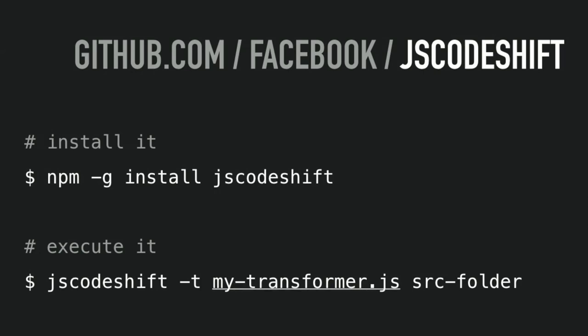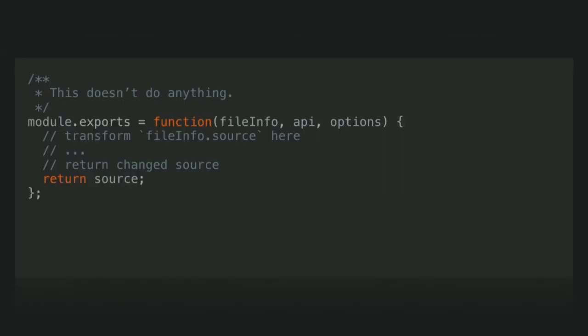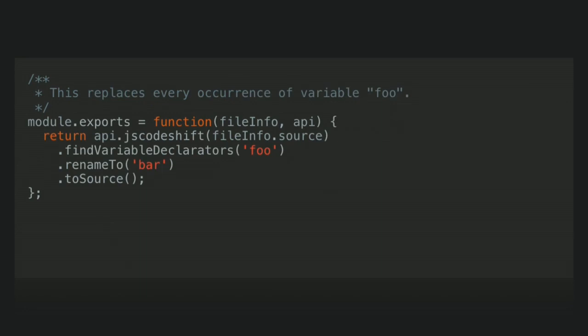If we look at this myTransformer.js here, it basically looks something like this. This is the API that JSCodeshift provides to you. You get a file in, and you get an API in, and then you can do whatever you want with it, and you return a string back. As an example, this little program here is a Codemod that replaces all the occurrences of foo with bar.